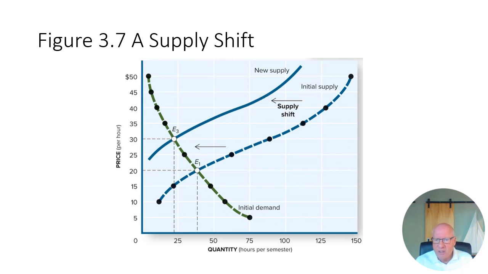Those were the determinants of supply. And if you go back and review that section, you remember that the determinants of supply included things such as the price of factors of production, changes in the number of firms that are in the market, changes in technology. There's a whole bunch of different things that would cause an entire supply curve to shift.